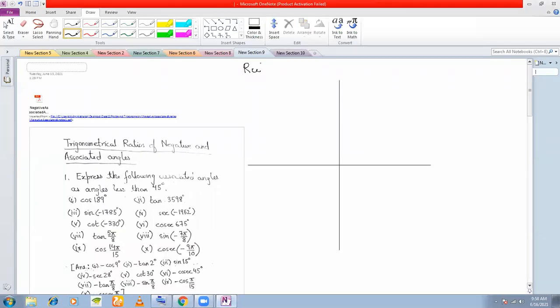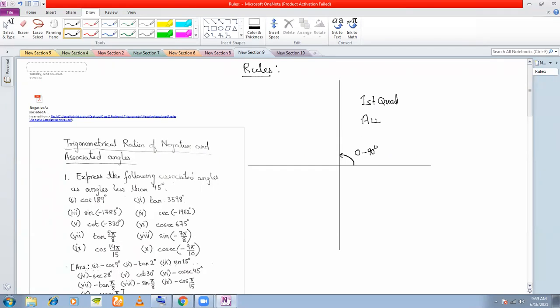The rules. The first rule is, this is called the first quadrant. The first quadrant consists of angles we take in the anti-clockwise direction, from 0 to 90 degrees. For all these angles between 0 to 90 degrees, all the trigonometric functions values are positive.